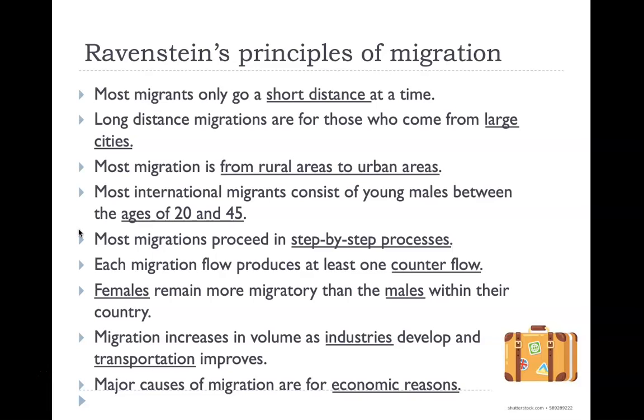Next principle, each migration flow produces at least one counterflow, meaning that not everybody who arrives at a place stays at a place. They will often return to their country or their city or their place of origin where they started. And not everybody, but that does happen. There is a counter migration, a counter flow.